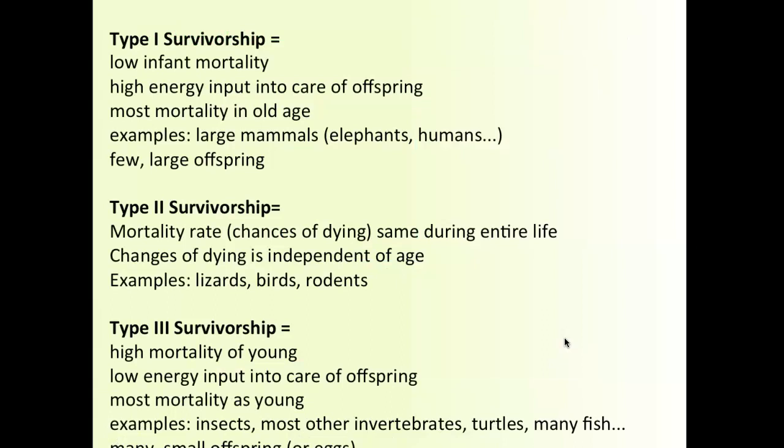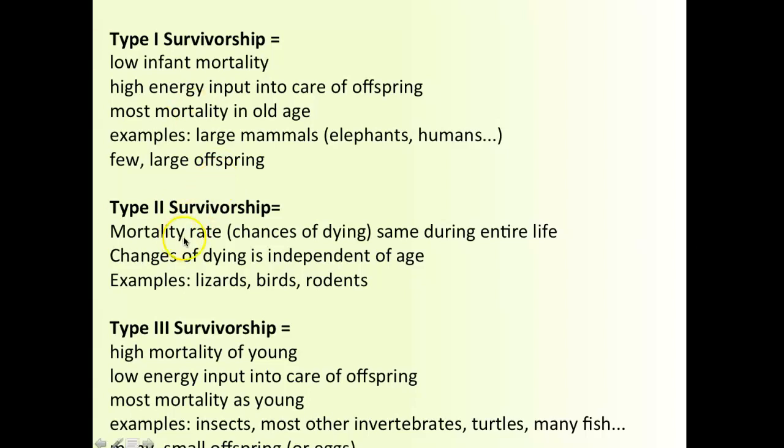So this is just a little wrap up or a little synopsis, right? If you follow a type 1 survivorship, very low infant mortality, don't lose a lot of infants. There's a lot of input into the care of your offspring, right? And that's why there's very low infant mortality. Most mortality happens in old age. And some examples of organisms that follow this curve are going to be your larger mammals. And usually they have very few and large offspring. Okay, so they have 1 or 2 offspring, not a whole bunch.